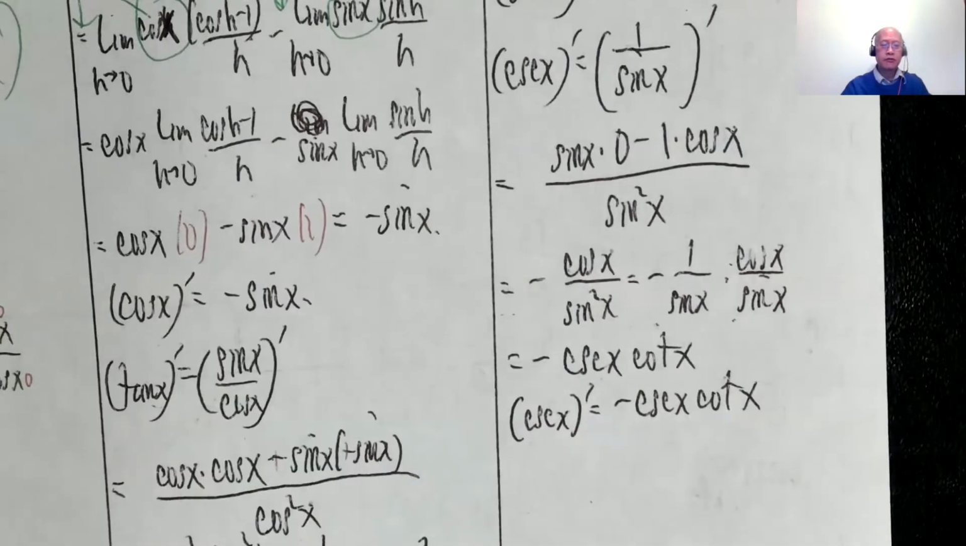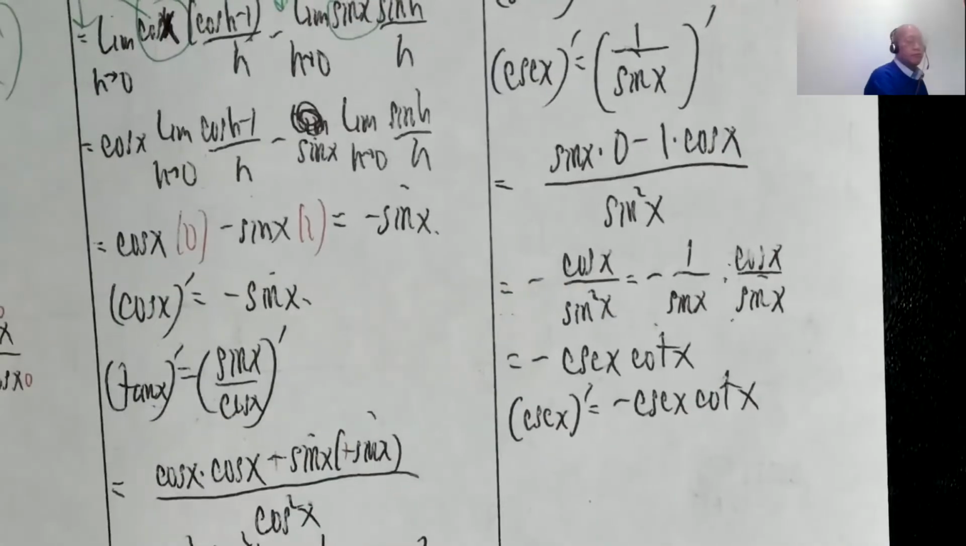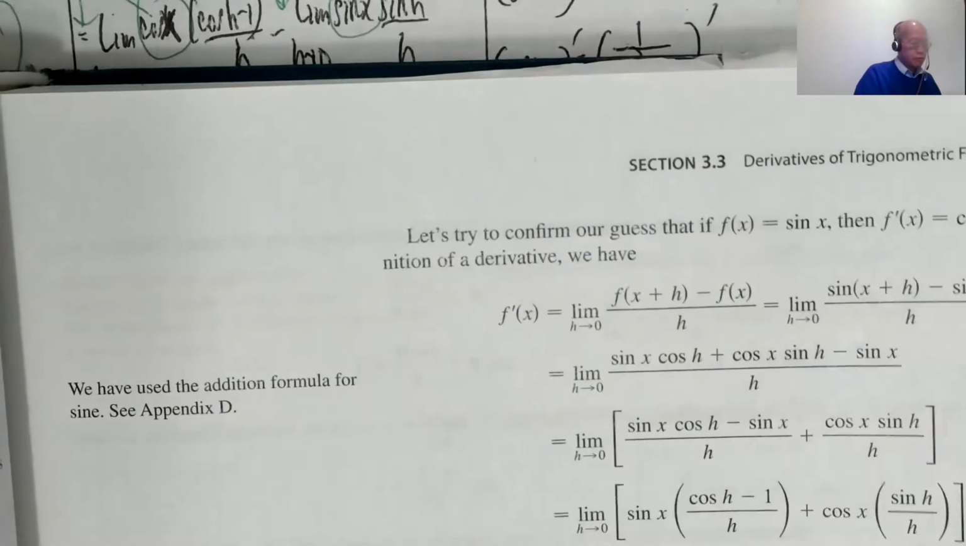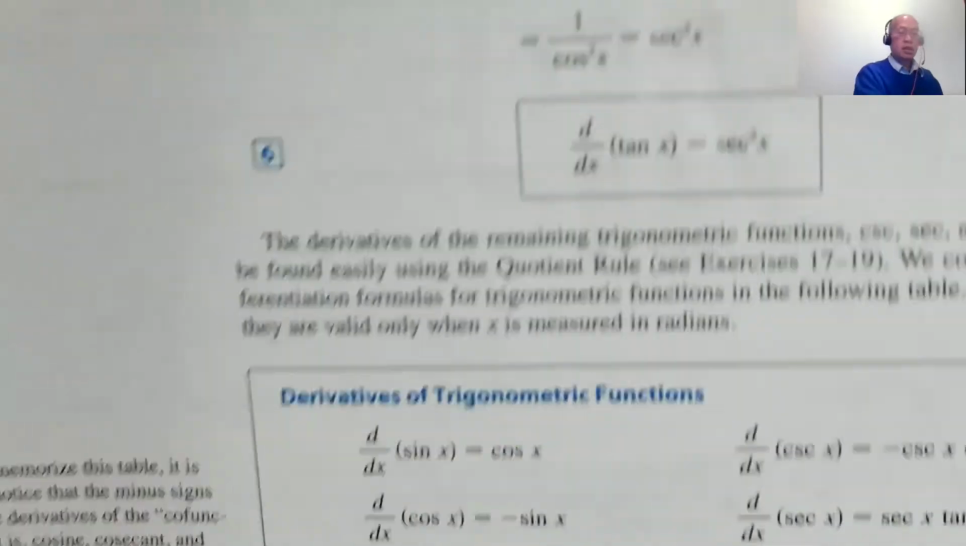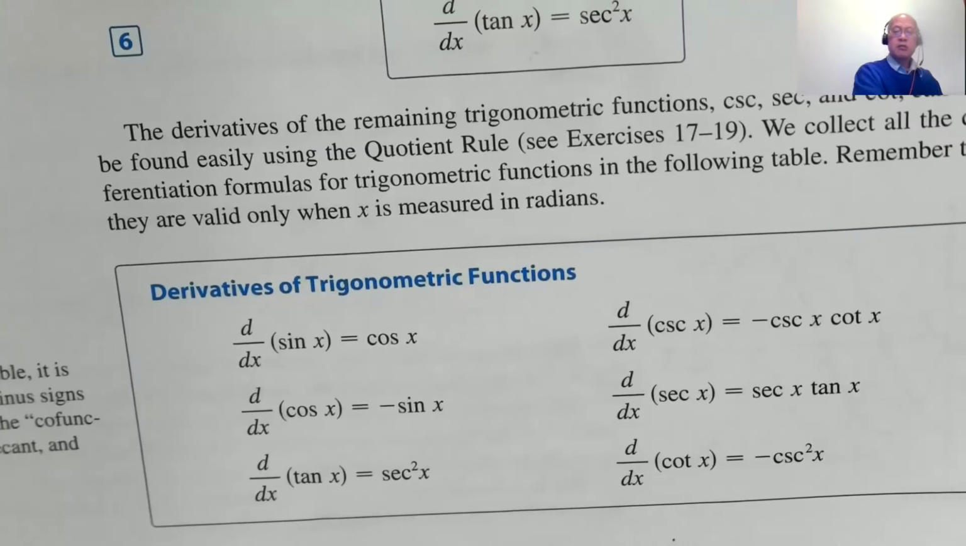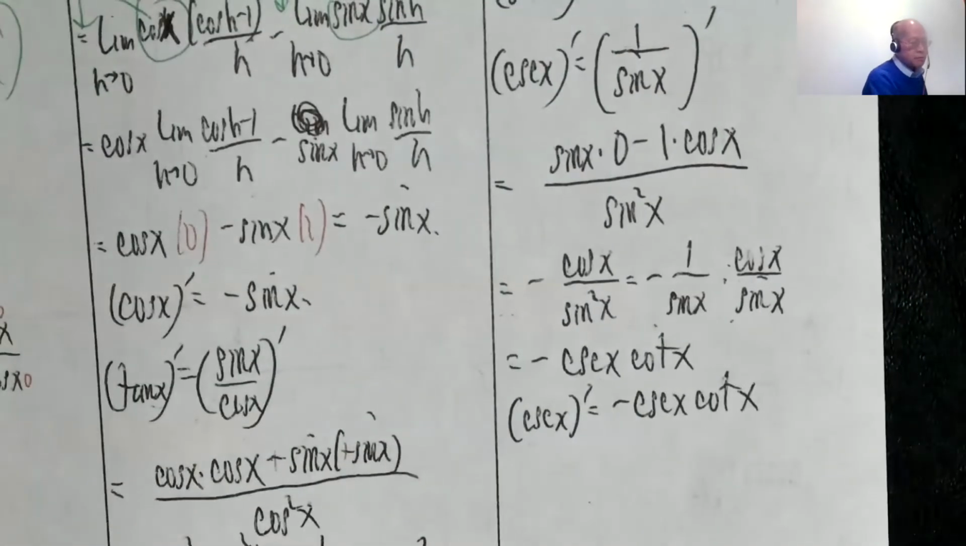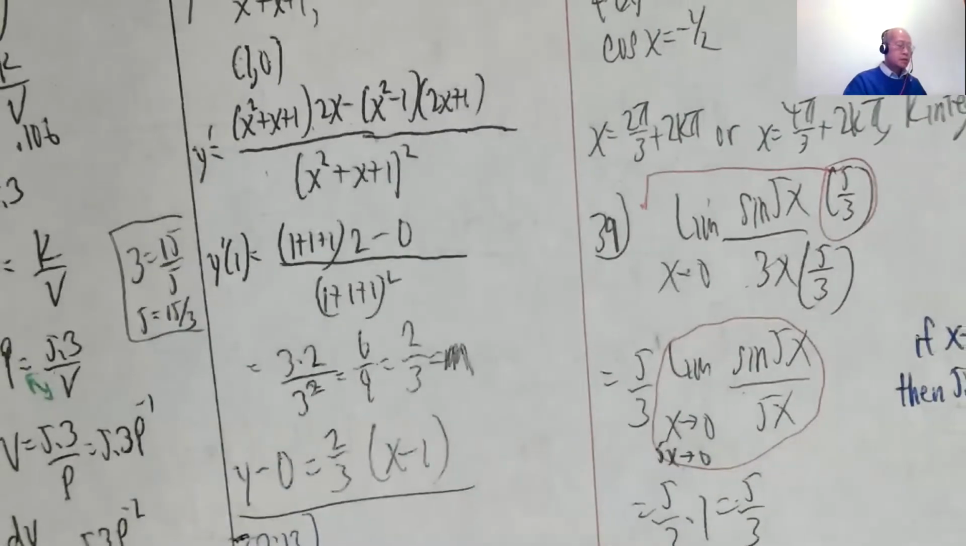I went through all this derivation quickly. You're not responsible for it. I'm responsible for it. Okay, but you are responsible for this table, bottom of page 193. These 6 trig derivatives, put them on your formula sheet. Okay. And there we go. And there's one other thing that you want to know for this section.